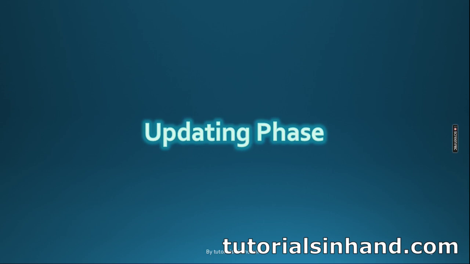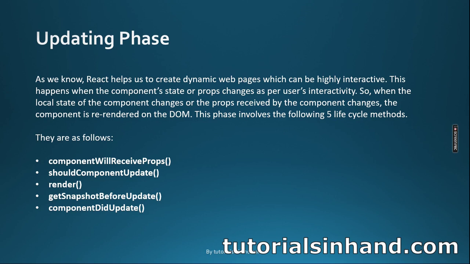Okay. The next phase which we are going to talk about is the updating phase. As we know, React helps us to create dynamic web pages which can be highly interactive. This happens when the component state or props change as per the user's interactivity. So when the local state of the component changes or the props received by the component change, the component is re-rendered on the DOM. This phase involves the following five lifecycle methods.